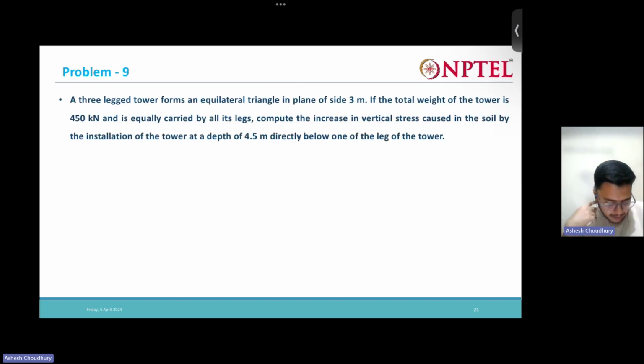So the next problem, almost similar to the previous one, a three-legged tower. Now 3 points will be there. That means a three-legged tower forms an equilateral triangle in a plane of side 3 meter. The total weight of the tower is 450 kN and equally carried by all its legs. Compute the increase in vertical stress caused in the soil by the installation of the tower at a depth of 4.5 meter directly below one of the legs of the tower.